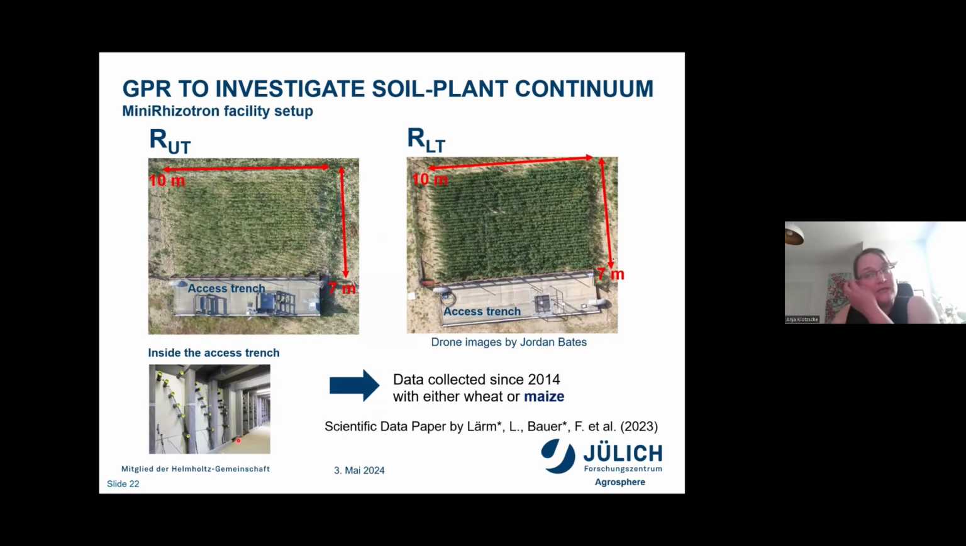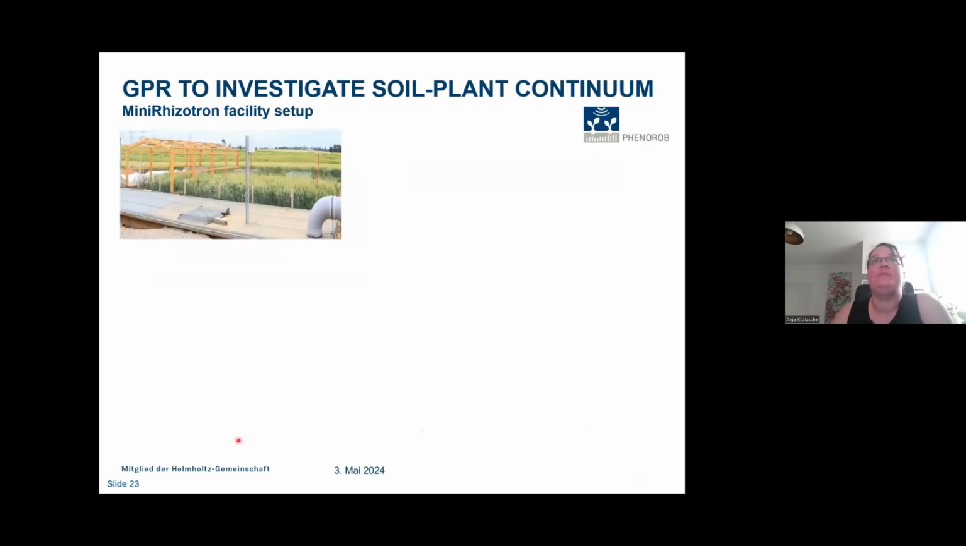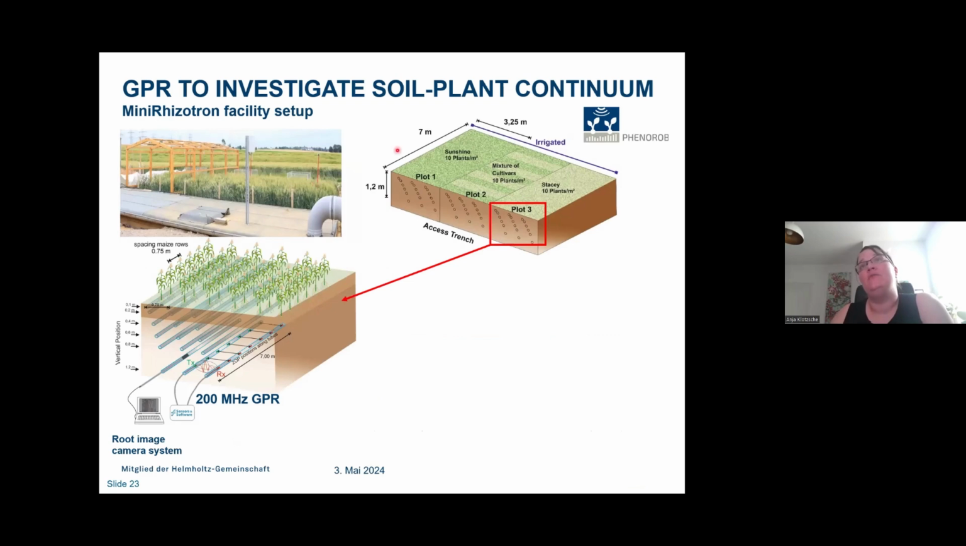There is also this nice data paper where we continuously add the data that we have acquired since 2014, where we had wheat or maize. The study that I'm going to show you today is mainly concentrating on the maize, because it shows pretty nice patches and correlations between GPR and root data. Again, this is how it's set up. We have 3 different plots. Normally we have different management, like irrigation or sheltering, or we can have different cultivars. In the study I'm showing you today, we just have different types of maize plants.